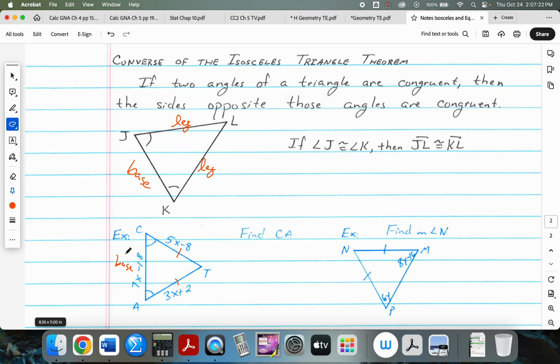Remember, the sides in a triangle don't add up to anything in particular. But I do know that 5x minus 8 is going to be the same length as 3x plus 2. So I'm going to subtract 3x from both sides, and I get 2x. I'm going to add 8 to both sides and get 10. So x is 5. And the length of CA is 7 times 5 minus 18. It's 35 minus 18, which is 17.